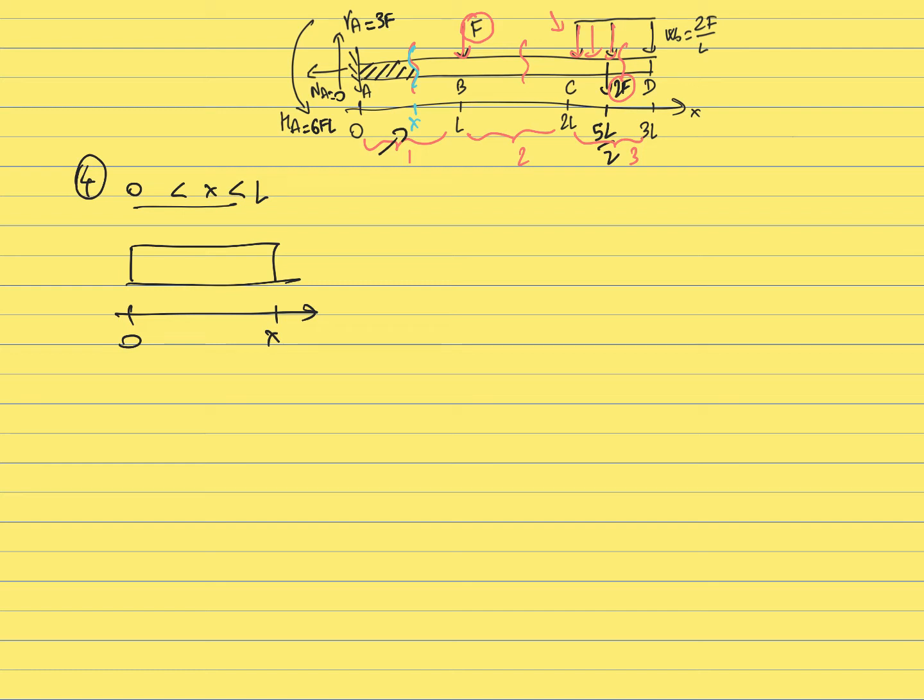First, I still have the reaction of the support at x equals 0. So there is still VA, which is equal to 3F. This one I already found its value, so I can just replace VA by 3F. NA, we know it's equal to 0, so I'm not going to write it again. And then we have the moment MA, which we found previously to be equal to 6FL. So those are the forces and moments on the left.